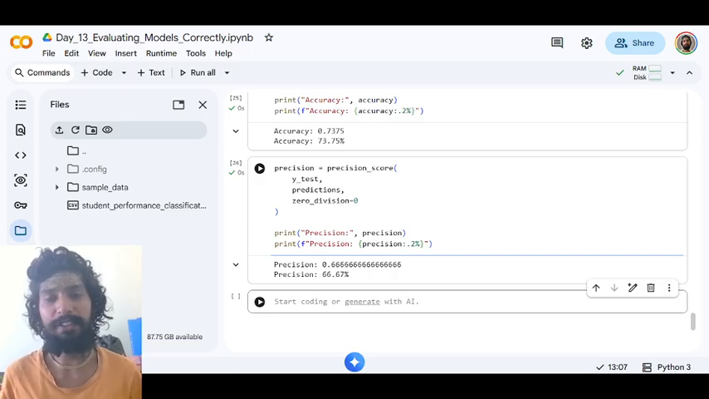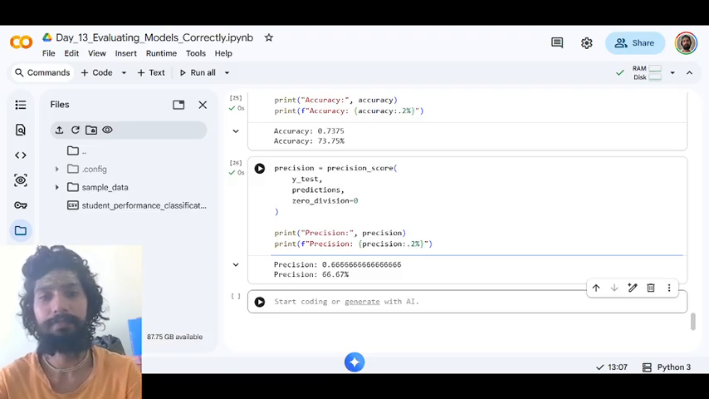Suppose the model flags 10 students as at risk. If 8 of those students are genuinely at risk, the precision is 80%. High precision means that the model creates fewer false alarms. Precision becomes important when false positive predictions are costly.